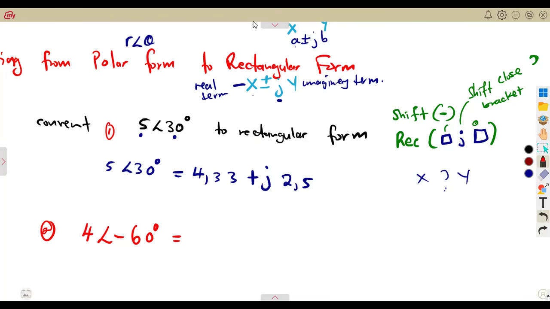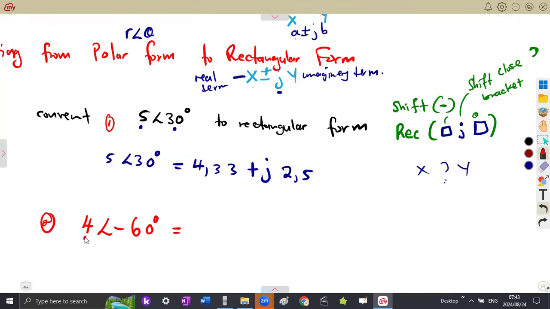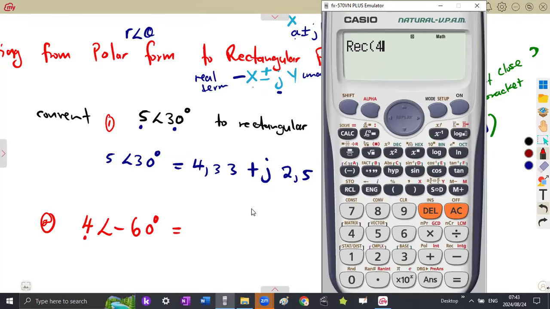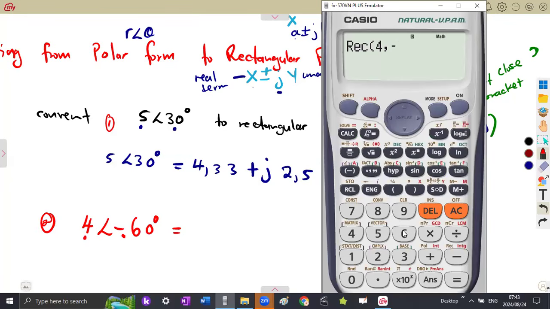So we have shift, converting to rectangular form, negative. It opens the bracket where you insert the values, the R that you are given in polar form. The value of R there is 4, so you insert 4. The angle is separated by the comma, so it's shift, close bracket, then minus 60, since the angle is negative. You close that bracket.